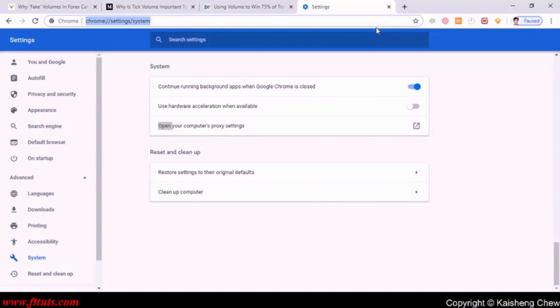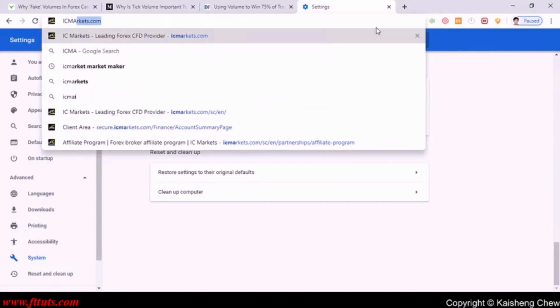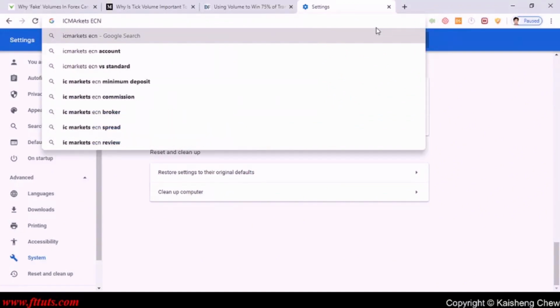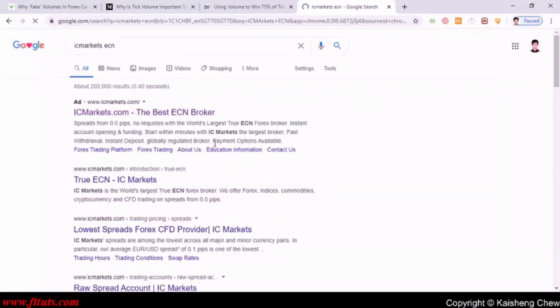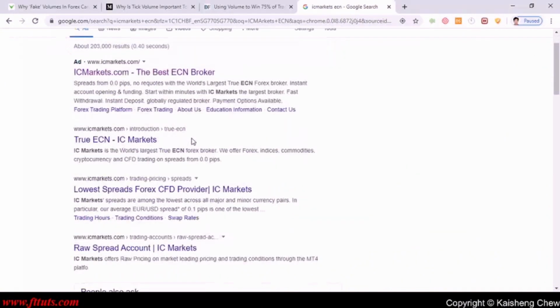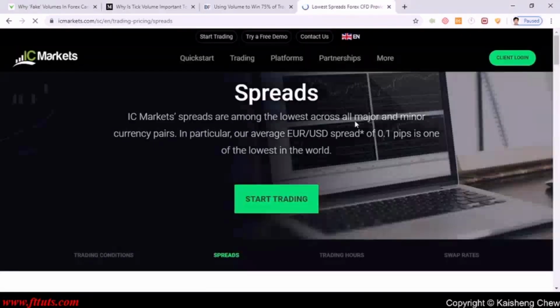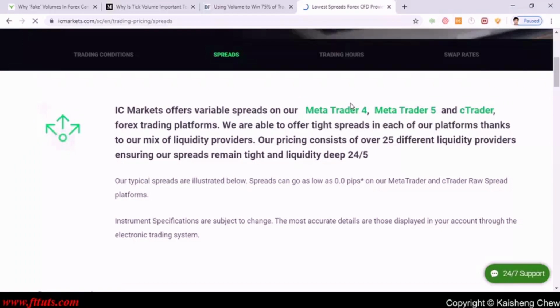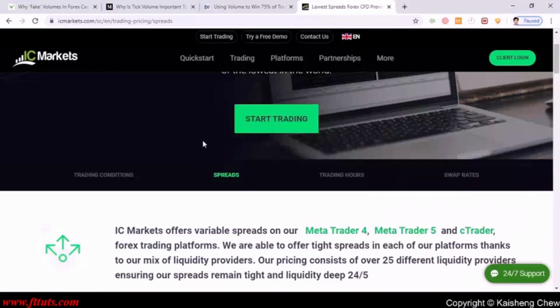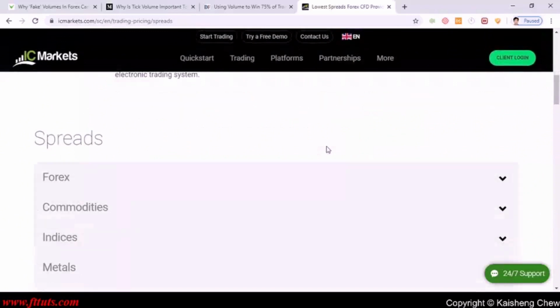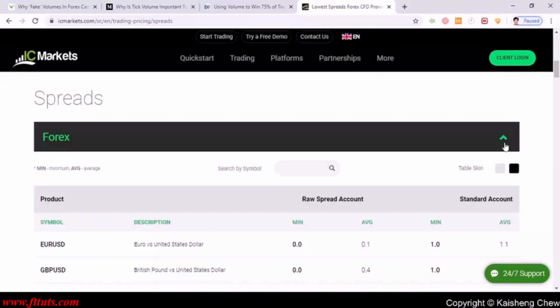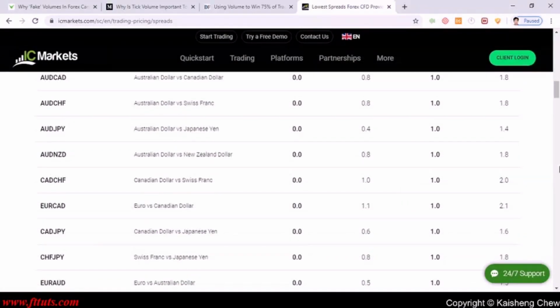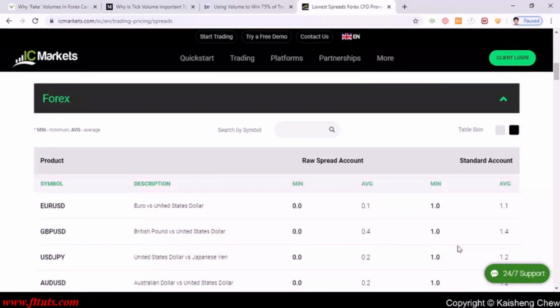So you can see I'm using IC Markets. IC Markets actually promotes itself, they say they are a true ECN account. So you have to check your broker, whether it is a market maker or ECN or STP. It's good to know what kind of broker yours is.